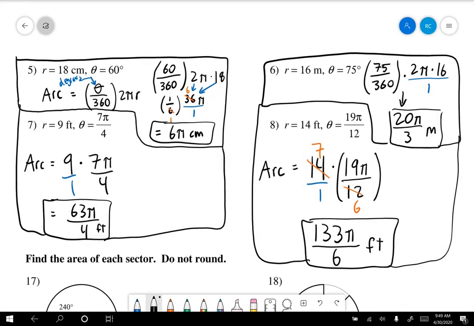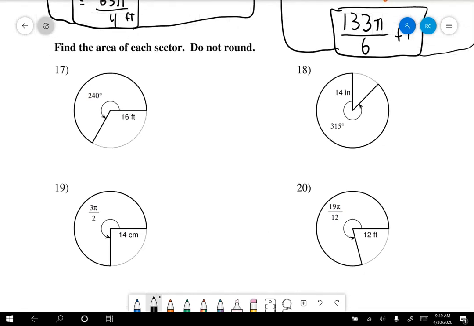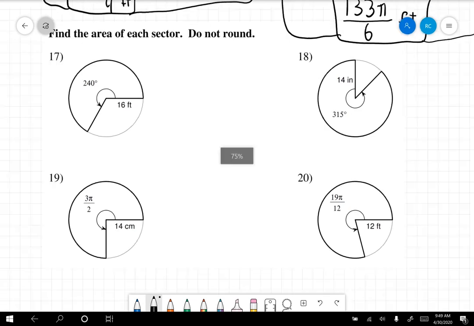So that's our video for today. Tomorrow, I will release a video with sector area, both in degrees and in radians. And we'll do that next time.